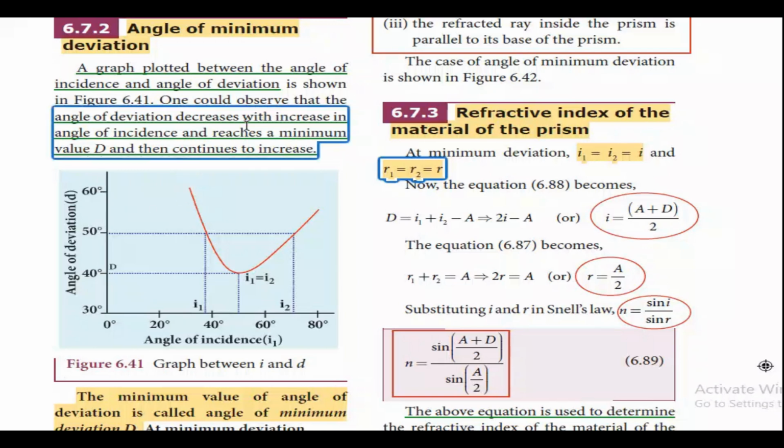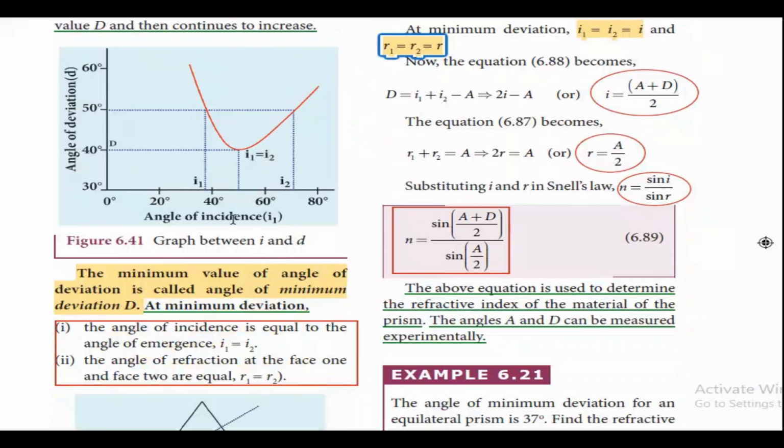So here we observe that the angle of deviation at first decreases with increase in the angle of incidence, and it reaches a minimum value D. And after that, as you further increase the angle of incidence, the angle of deviation starts increasing. So the minimum value of the angle of deviation is called the angle of minimum deviation, represented by letter D.